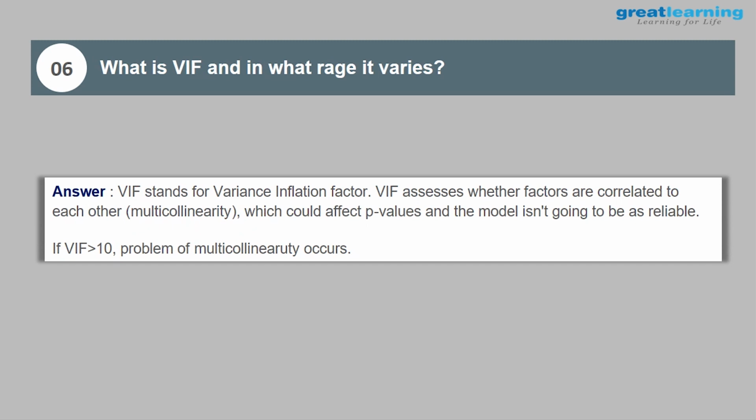Now let's have a look at what is VIF and in what range it varies, right? VIF stands for variance inflation factor, and VIF assesses whether factors are correlated to each other, that is multicollinearity, which could affect p-values and the model isn't going to be as reliable. If VIF is greater than 10, the problem of multicollinearity occurs, right? So this is how we actually go about using VIF, that is variance inflation factor.